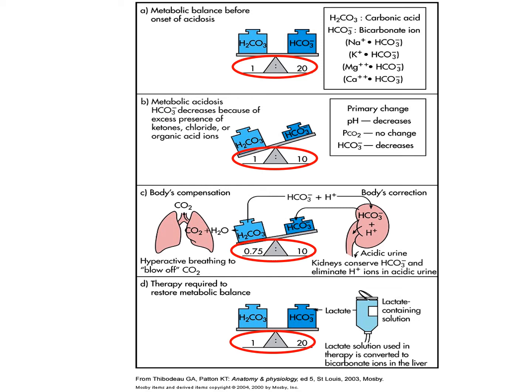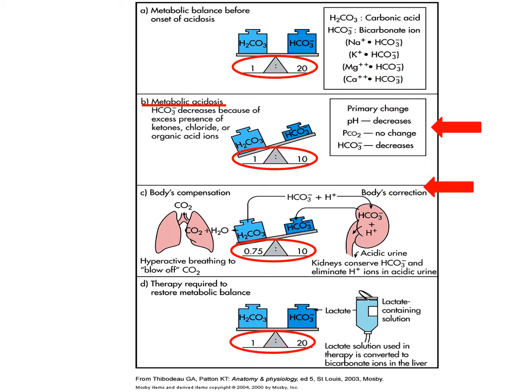Under the condition of isohydria, the ratio of acid to base is 1:20. When fixed acids are produced in excess, they tend to mop up bicarbonate, leading to a fall in its concentration. This creates an imbalance with a fall in pH and reduced alkali reserve, shifting the ratio of acid versus alkali to 1:10. There is of course no change in the concentration of carbonic acid or carbon dioxide.